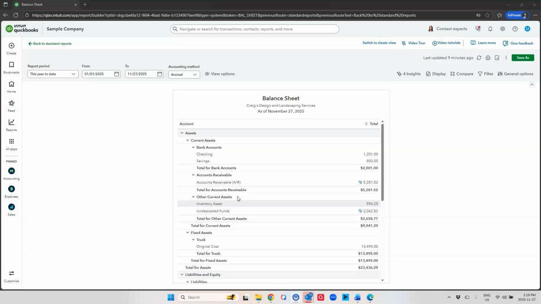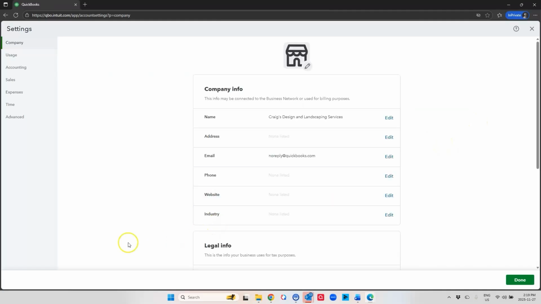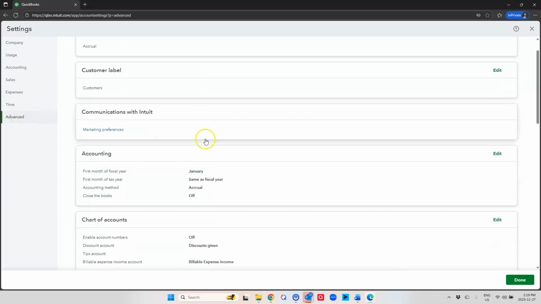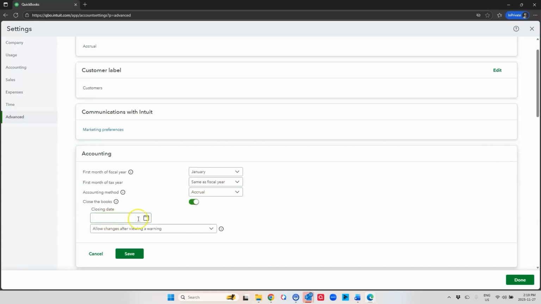So I did promise at the beginning to show you how to do that closing date. If you pop up here to the gear icon and you select account and settings, you pop into advanced, and you have the option, if we scroll down here, to close the books. Do you see here? So we can click edit and close the books. Then we get to select what date we want to close them.